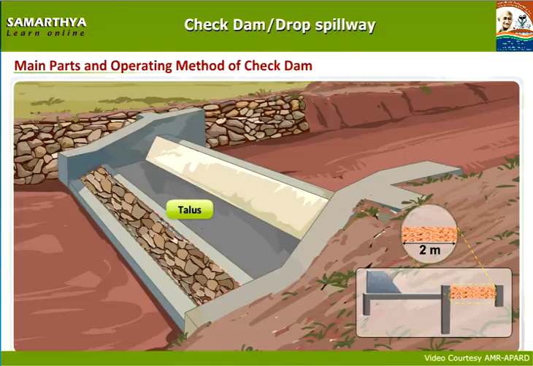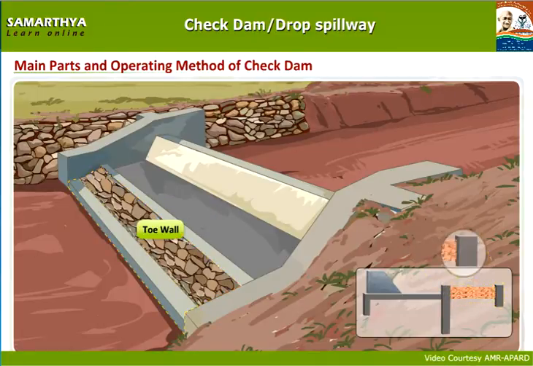Talus. Concrete construction with 2 meters width and 225 millimeter to 300 millimeter thickness between cushion wall and toe wall. Toe wall. Cement wall or a cement stone wall constructed on three sides with 0.60 meters width to prevent talus.